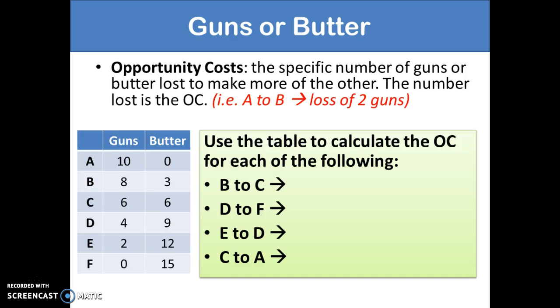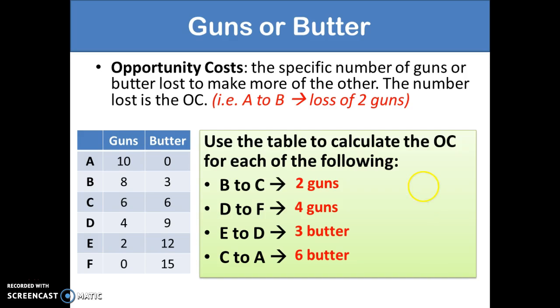All right, I've had a chance to calculate opportunity costs. So from B to C, we give up 2 guns, D to F, 4 guns, and then E to D, we reverse it, and we're going to give up 3 butter, and C to A, we give up 6 butter.